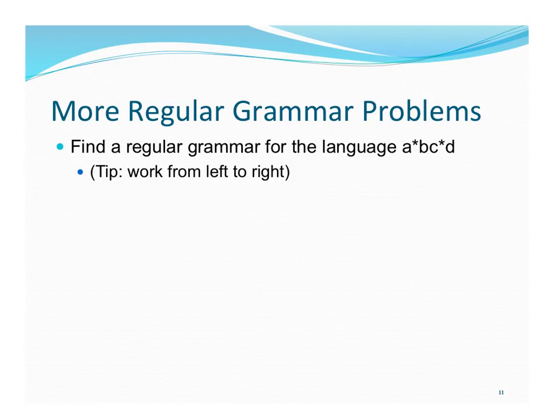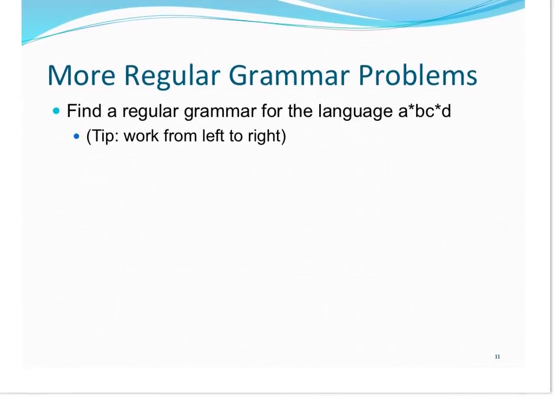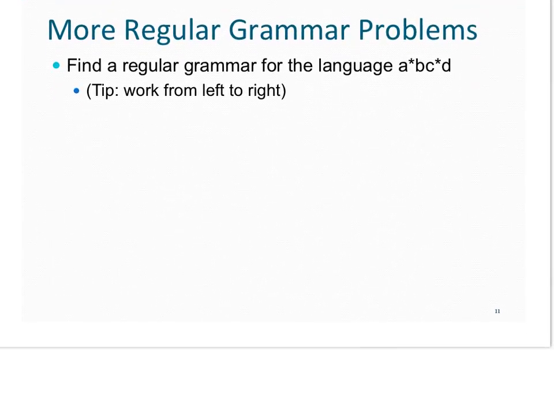So here's another regular grammar problem. We want to find a regular grammar for the language A star, B, C star, D. Again, my hint is just to work from left to right. It's very similar to what we did before. You may want to pause the video and try and figure it out. I'm going to do it for you right now.